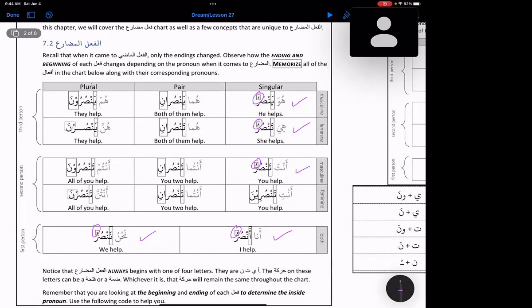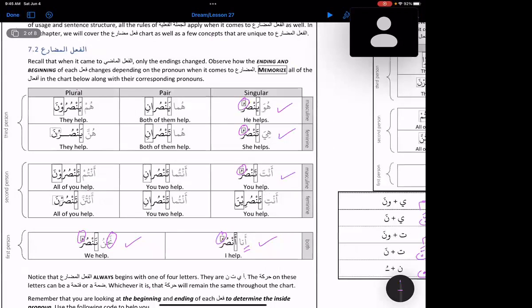Their beginning is either ya, ta, alif, or noon. Who is taking ya in the beginning? Only huwa. Then hiya and anta are overlapping, so they start with ta. And then ana is easy to remember: we keep the hamza in the beginning, so ansuru. And for nahnu we take the noon, and we have nansuru.